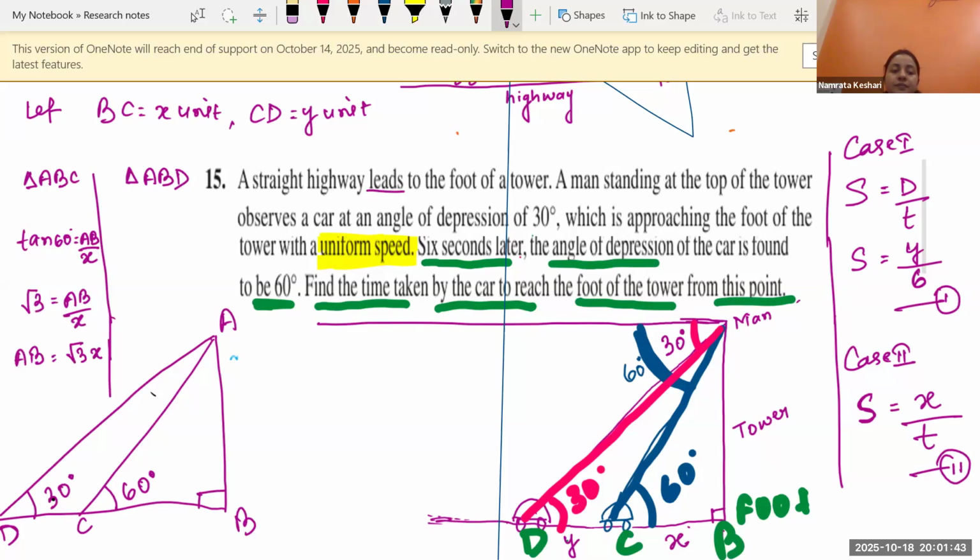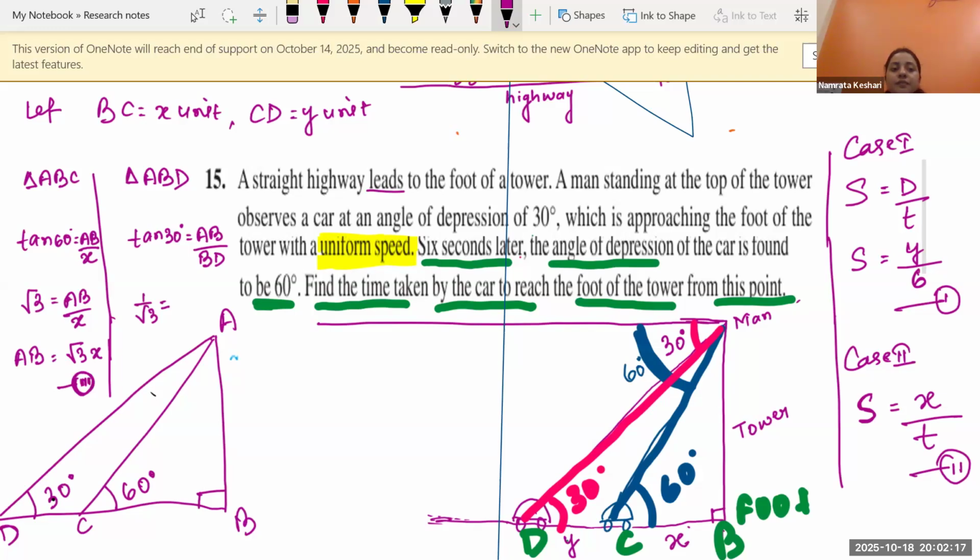Now you will be taking triangle ABD. You will be using tan 30 degree, that is AB by BD. Tan 30 is 1 by root 3. AB you can take from equation number 3, because 1 and 2 already are speed, distance, time. We have created the cases. Making sense?